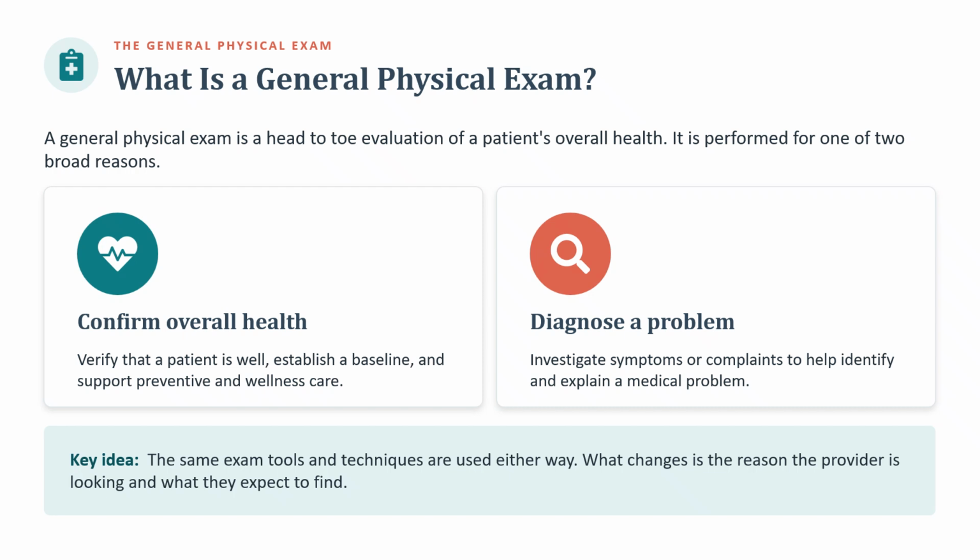The second reason is to diagnose a medical problem. Here, the patient comes in with a symptom or complaint, and the exam helps the provider investigate and explain what is going on. The important point for you as the MA is that the tools and techniques are largely the same in both cases. A stethoscope, blood pressure cuff, and careful inspection are used whether the visit is preventative or problem focused. What changes is the provider's intent and what they expect to find. Knowing the reason for the visit helps you prepare the right room, the right equipment, and the right level of support for the patient.